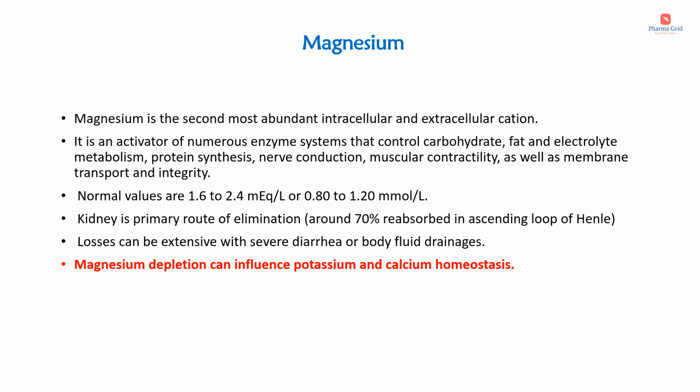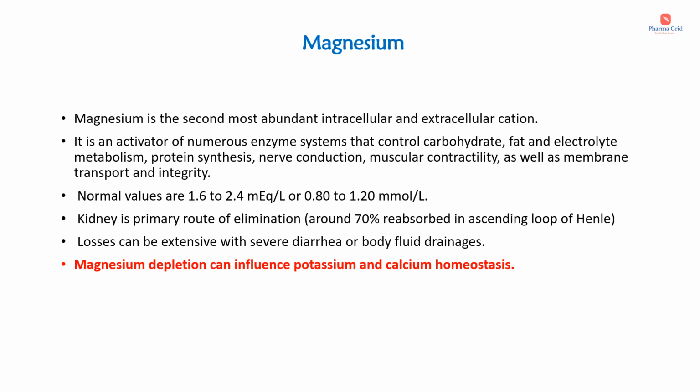Now magnesium. Magnesium is the second most abundant intracellular and extracellular cation. It is an activator of numerous enzyme systems that control carbohydrate, fat, and electrolyte metabolism, protein synthesis, nerve conduction, muscular contractility, as well as membrane transport and integrity. Normal values are 1.6 to 2.4 milliequivalent per liter or 0.80 to 1.20 millimole per liter.